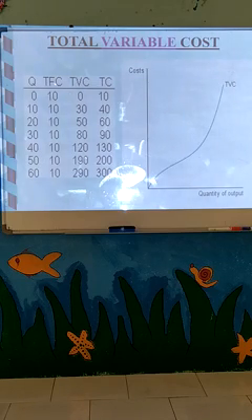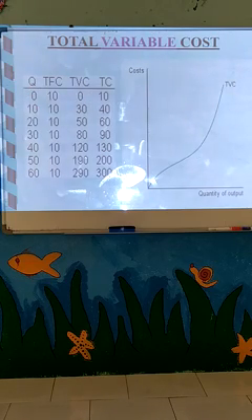Here we can see the quantity and TVC in the third line. Quantity 10, 20, 30, 40 is increasing gradually. When the output is zero, total variable cost is also zero. As output increases, variable cost also increases. Total variable cost increases from 50, 80, 120, 190, 290. That means when the output increases, the variable cost also increases. And when the quantity is zero, TVC will also be zero.